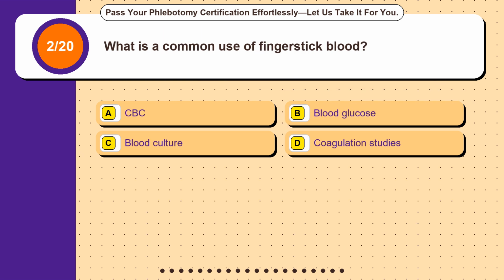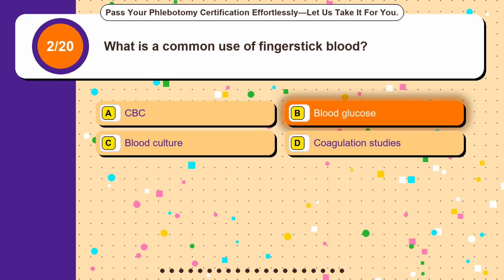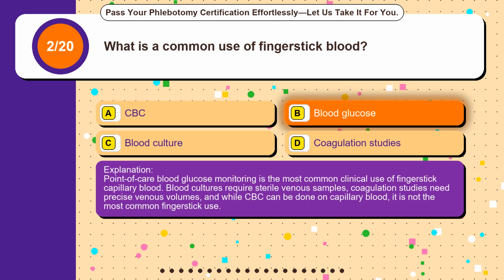Question 2. What is a common use of fingerstick blood? Option A, CBC; option B, blood glucose; option C, blood culture; option D, coagulation studies. The correct answer is option B, blood glucose. Point-of-care blood glucose monitoring is the most common clinical use of fingerstick capillary blood.